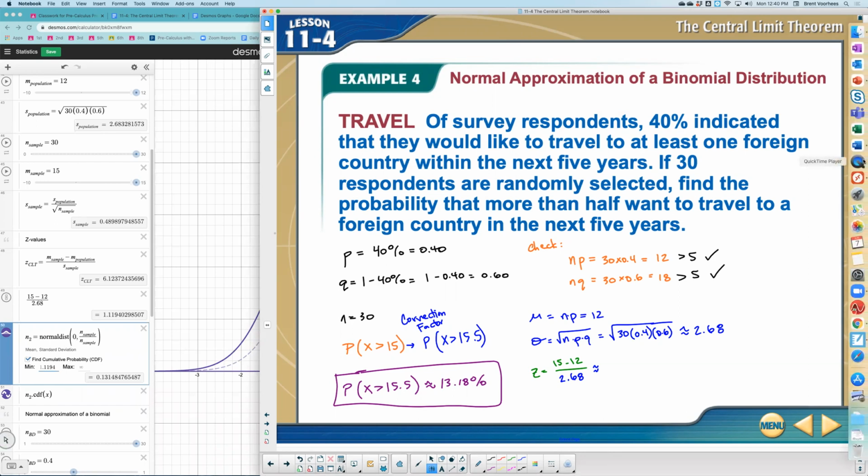Let me go ahead and write in this z here of 1.119. And so that's if you were going to use the normal distribution from 0 to 1, your z value that you would use is 1.119. If you want to use my calculator, you could just stick with the numbers like that.